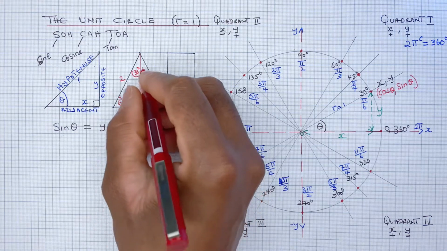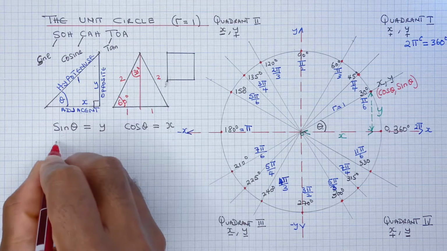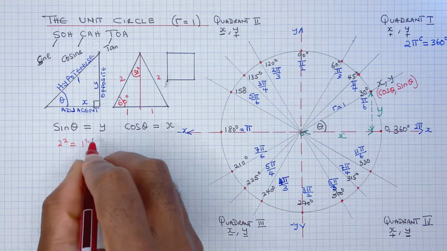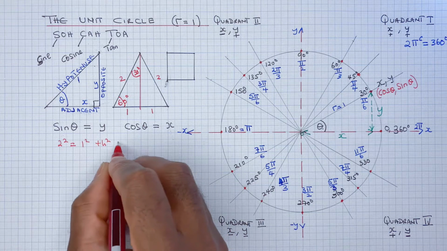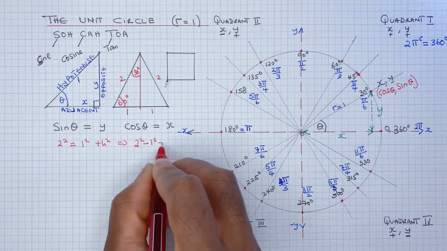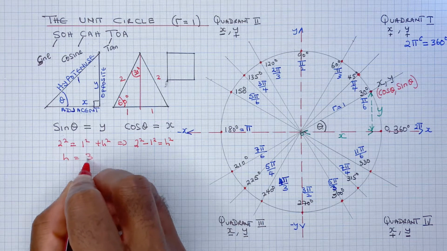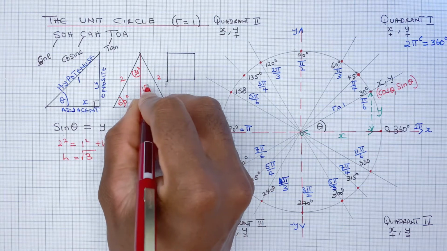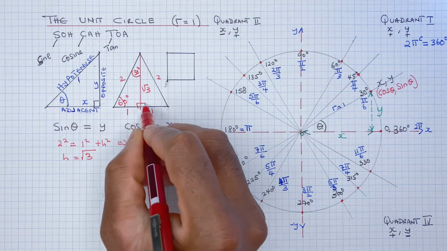And therefore, I need to find the height here. To find it, I need to use Pythagoras' theorem. The Pythagoras theorem says that 2 squared equals 1 squared plus the height h squared that I'm looking for. That implies 2 squared minus 1 squared equals h squared. So h is going to be the square root of 3, because 4 minus 1 is 3. So that is the height here, root 3.